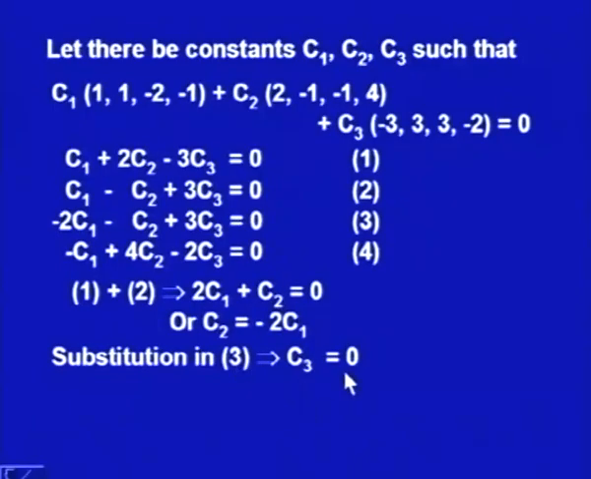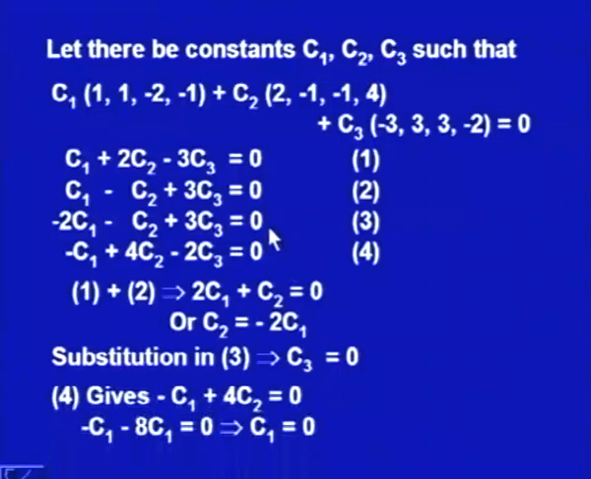This is what we obtained from the third equation, and equation 4 gives, if you substitute C3 equal to 0, minus C1 plus 4 C2 is equal to 0, and if I substitute C2 here, it is minus C1 minus 8 C1 is equal to 0, that gives me C1 equal to 0. So, C1 is equal to 0, C2 is equal to 0, C3 equal to 0. So, this system will have only the zero solution.